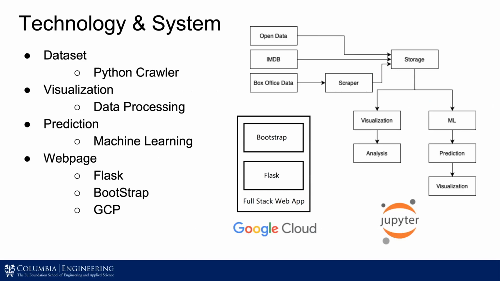For the technology and system part, you can see two columns. The left one is the technology we used according to the steps, and the right one is the system design. But we will only focus on the picture on the right side right now. First, before storage, there are our data collection steps, which we discussed in the previous slides. After that, we did visualization and machine learning in the Jupyter Notebook to meet our goals. Then we designed a web app by using Flask and Bootstrap.